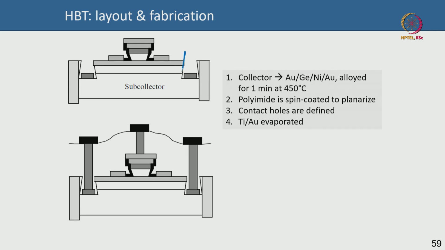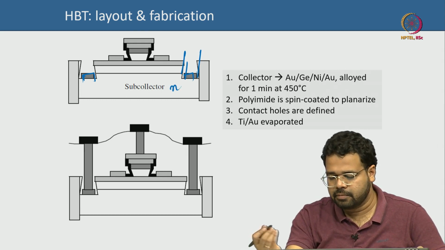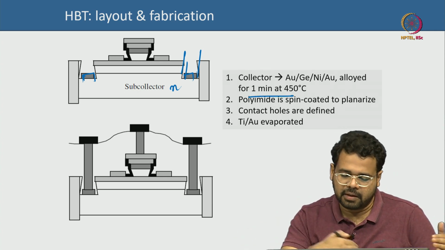they will define the collector, etch the base region to reach the collector, then they will put the collector metal. The collector metal could be, again it's an N region, so collector metal could be something like gold germanium alloy, nickel gold alloy, and you anneal it at a certain temperature for a certain time to make a better contact.